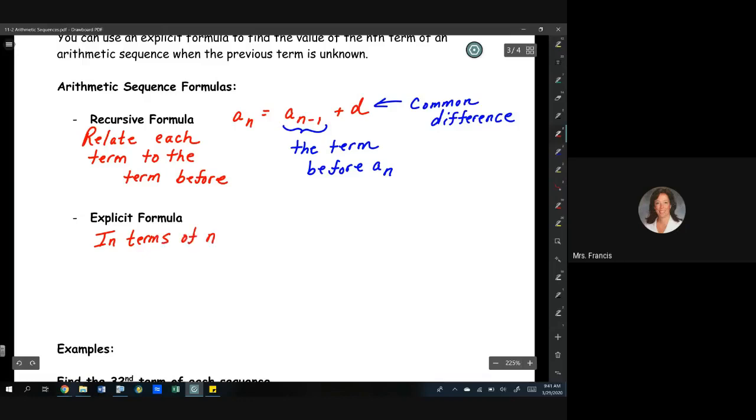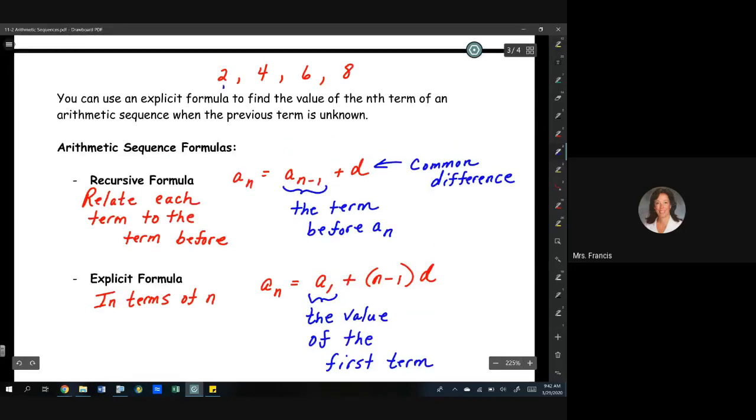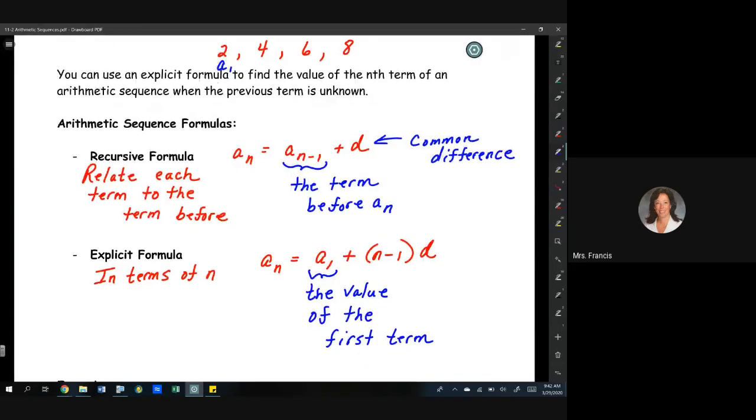All right, let's write it down. So a sub n equals the value of the first term. A sub 1 means the value of the first term. In my example, 2 is a sub 1. And in my example, the common difference is 2, right? So D will always represent our common difference.